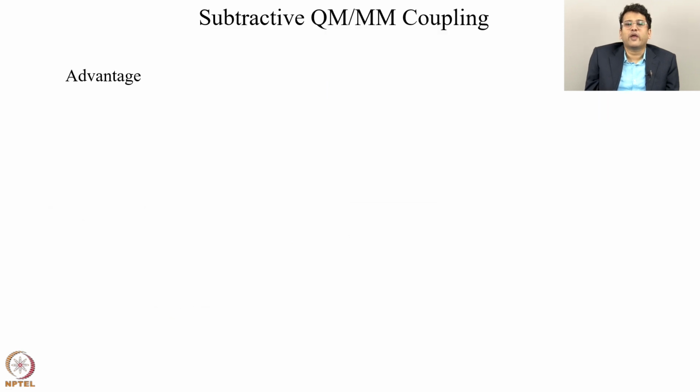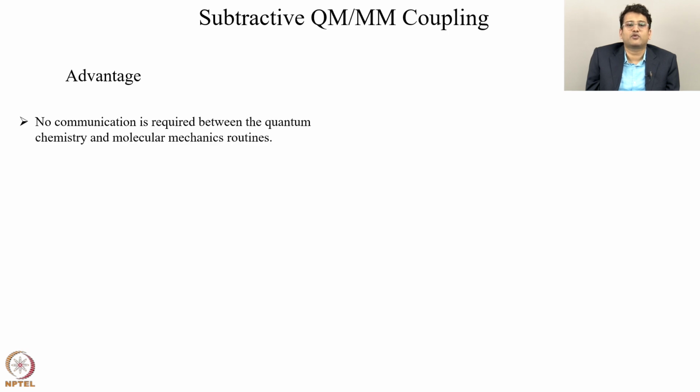Now, we have discussed subtractive QM/MM coupling. What are its advantages? The advantage is that no communication is required during the quantum chemistry and molecular mechanics routines. So you can have 2 separate programs for the QM and MM, calculate the energy from each, and add them together to get a QM/MM value, maybe with a calculator. In principle it looks very straightforward, and that makes the implementation relatively straightforward. So if you have 2 methods, you can always get a subtractive QM/MM coupling with them.